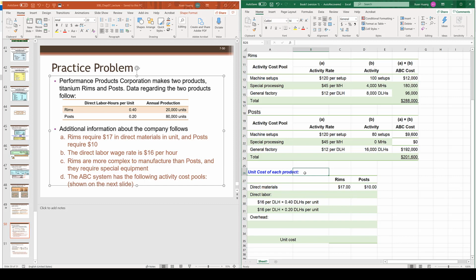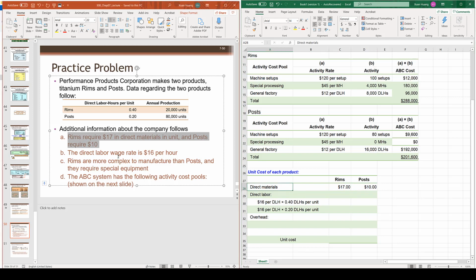Unit cost includes direct materials, direct labor, and assigned overhead. Let's first take a look at the direct materials. The question has told us rims require $17 in direct materials per unit, and posts require $10. So we put 17 for rims and $10 for posts for direct materials.